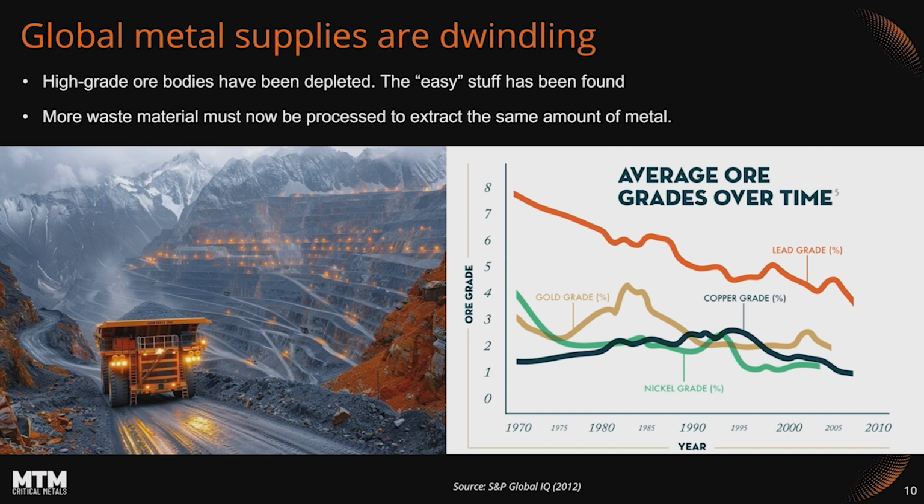Because most of the grades of the ore bodies that are currently in use are all declining. All the easy stuff has been found. And because, as I mentioned, capital has been starved from most mining-related equities, money hasn't been put into finding new deposits.